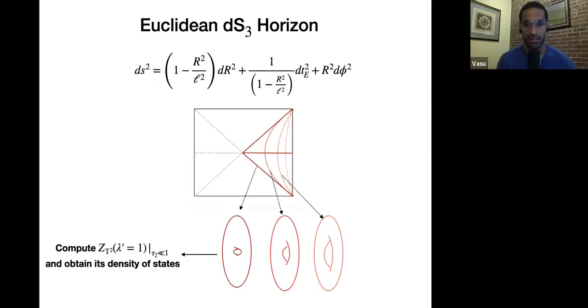Once again, we'll go back to the picture that I had before, with the typo that I had before, unfortunately. And now we see that what we want from the boundary theory is the partition function on this torus with the very small time circle at lambda prime equals 1. So at this extreme value of lambda. And we want to do the inverse Laplace transform to compute its density of states, from which we get the entropy.